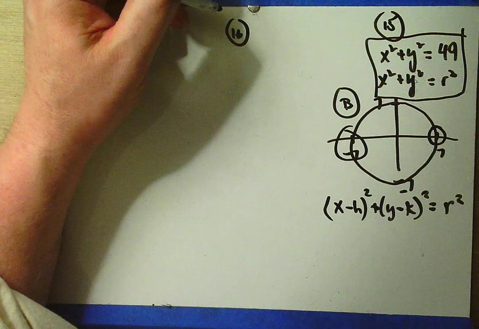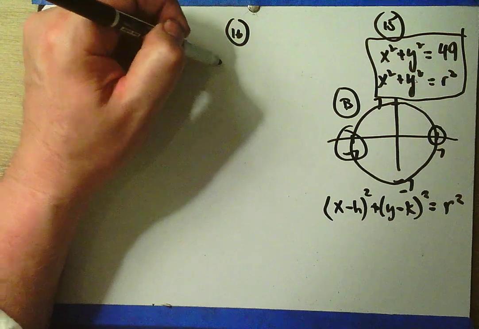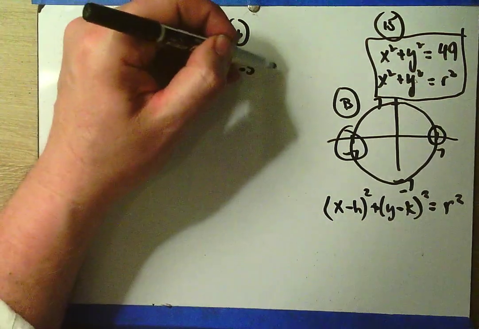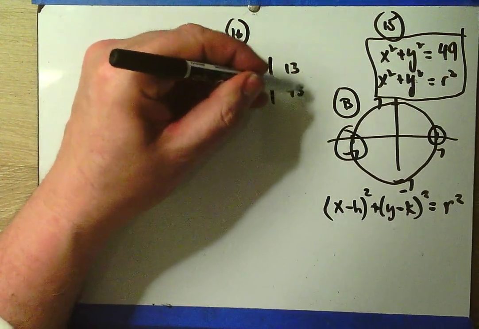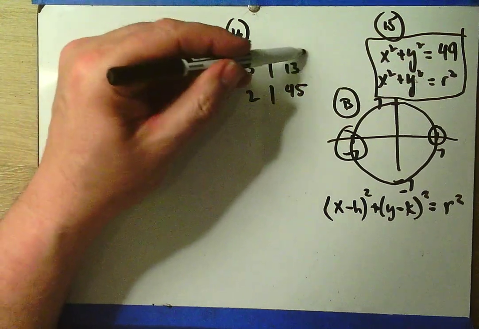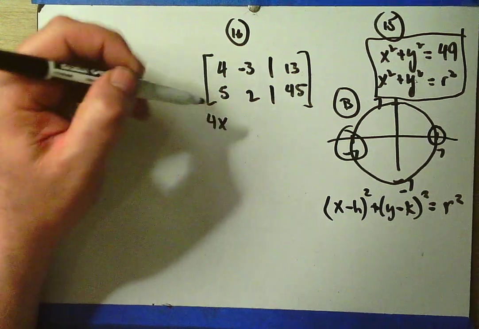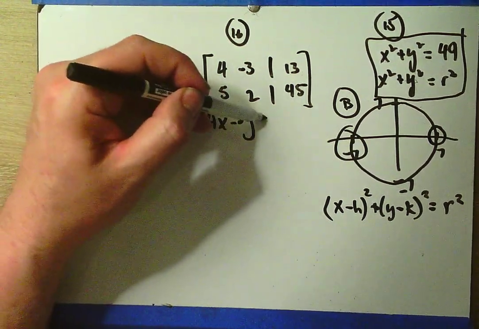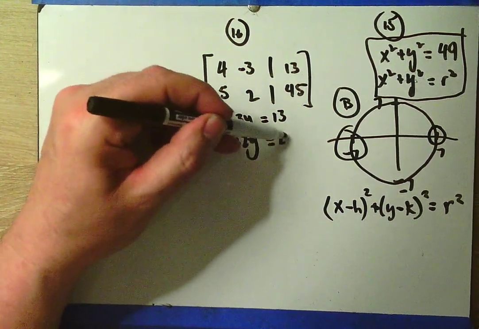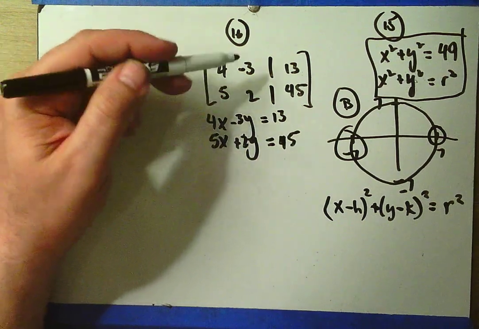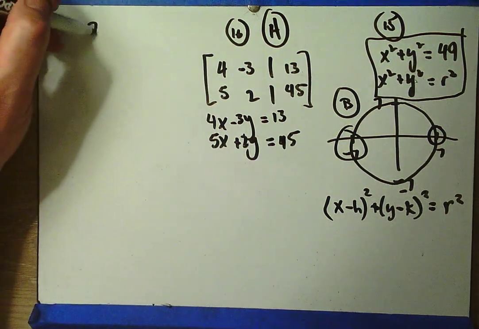16 is an augmented matrix, and we talked about these briefly in December. We have 4, -3, 13, and 5, 2, 45. Okay, so these are our coefficients, and these are our answers, so I could write 4x minus 3y equals 13, and 5x plus 2y equals 45. And that seems to be choice H. H for number 16. 17.